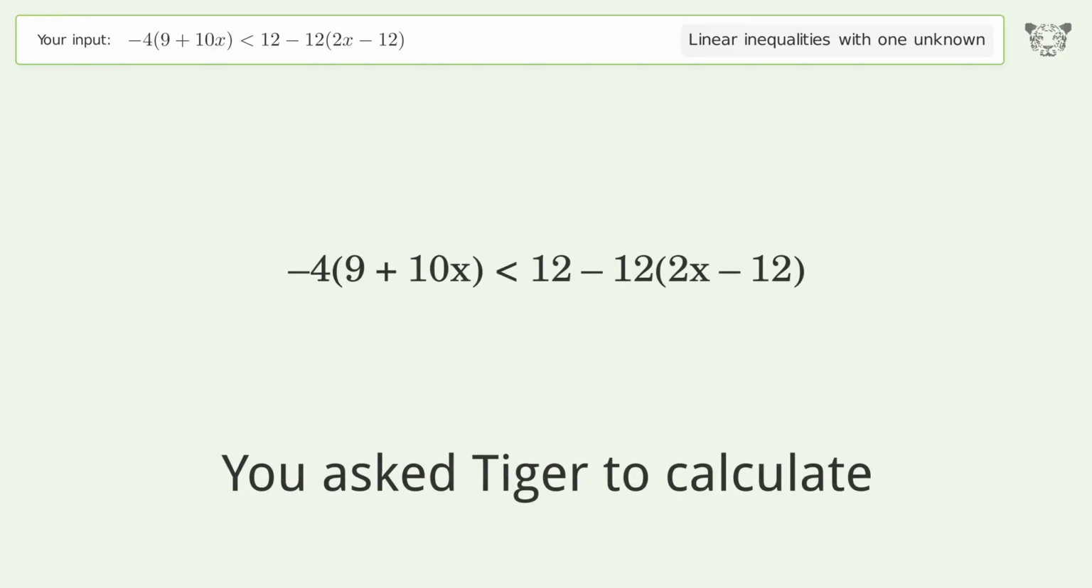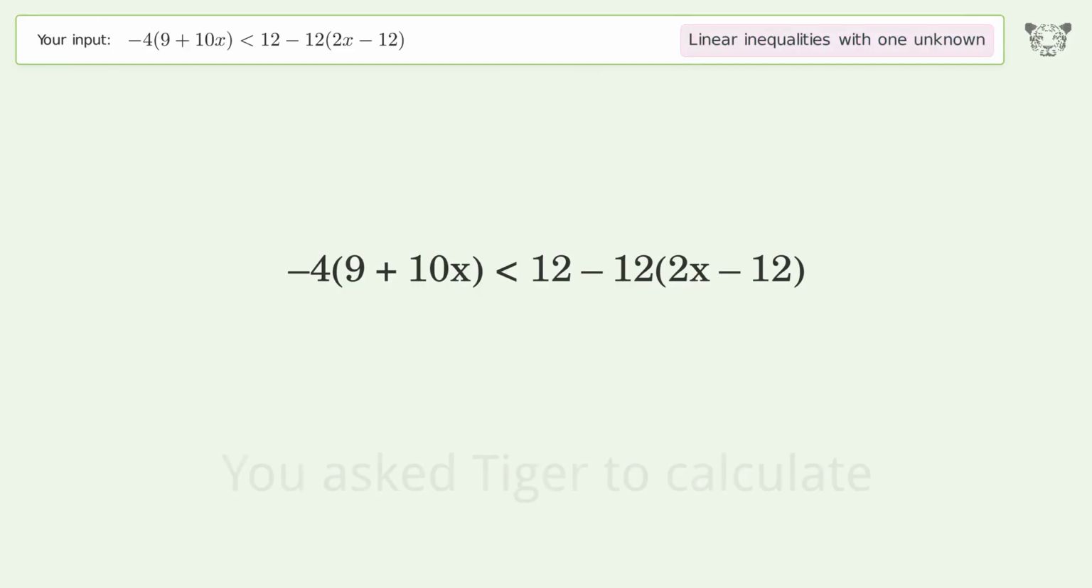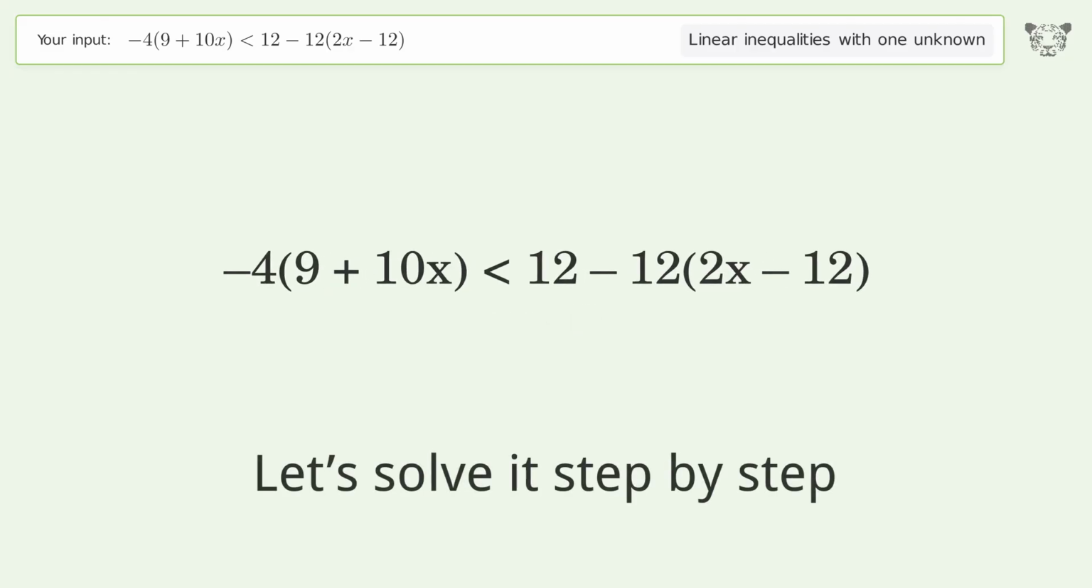You ask Tiger to calculate. This deals with linear inequalities with one unknown. The final result is x greater than -12. Let's solve it step by step.